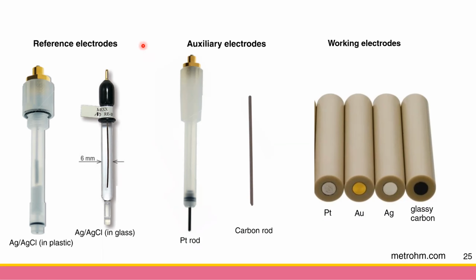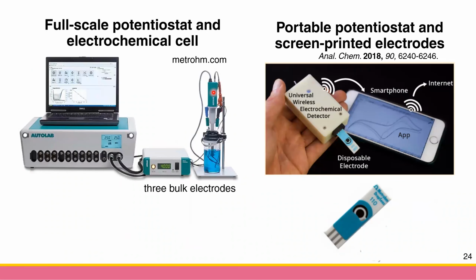And then once you have three electrodes, you can connect these three electrodes and put them into this cell. And again, if you want to be portable, you can do the screen printed electrode, and you can find the ink of this material and screen it on some substrate, maybe paper, maybe plastic.